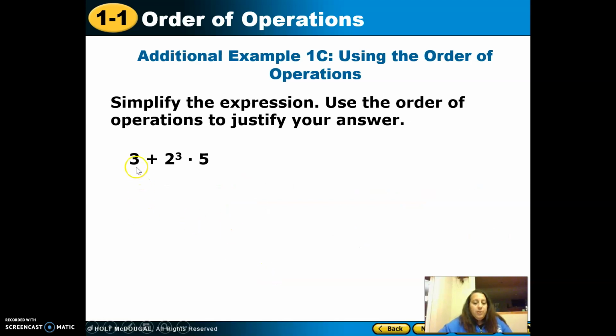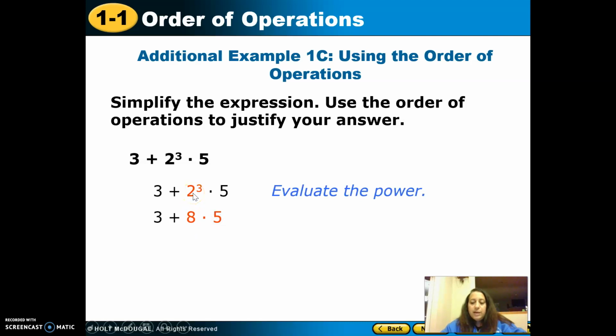Next example has an exponent in it. It's 3 plus 2 cubed times 5, and 2 cubed means 2 times 2 times 2. It does not mean 2 times 3. We need to do our exponents first. Remember, parentheses, we don't have any. Exponents, do that next. Here we go, exponents right here. So we have 3 plus 2 cubed times 5.